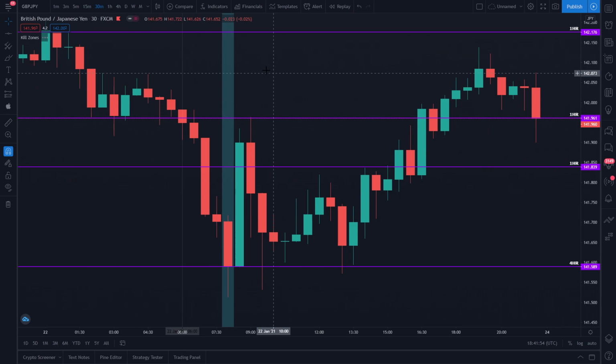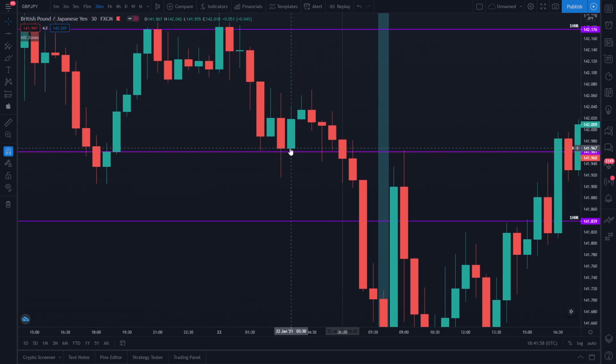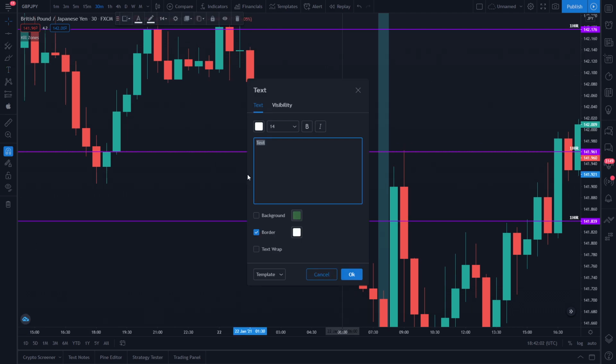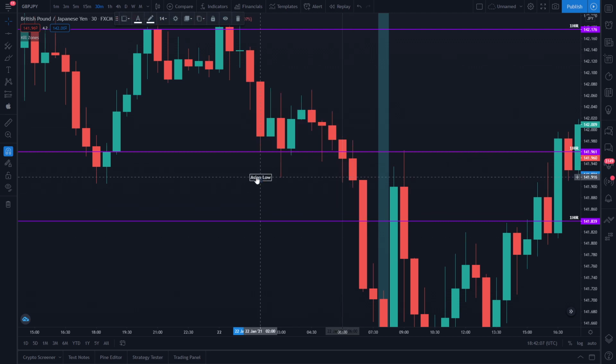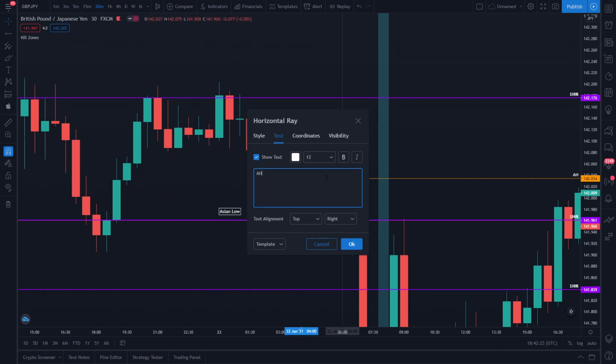Okay. So now we're on to the 30-minute chart. It's important to note that this support here was actually the Asian low. So this is just for reference. We can see this is the Asian low, and essentially this up here, you could call Asian high. In this case, the Asian high. Okay.